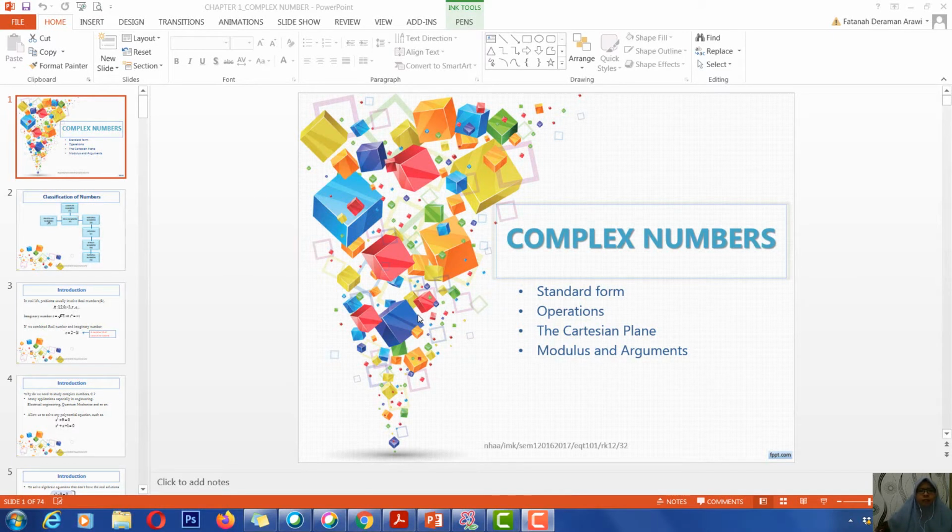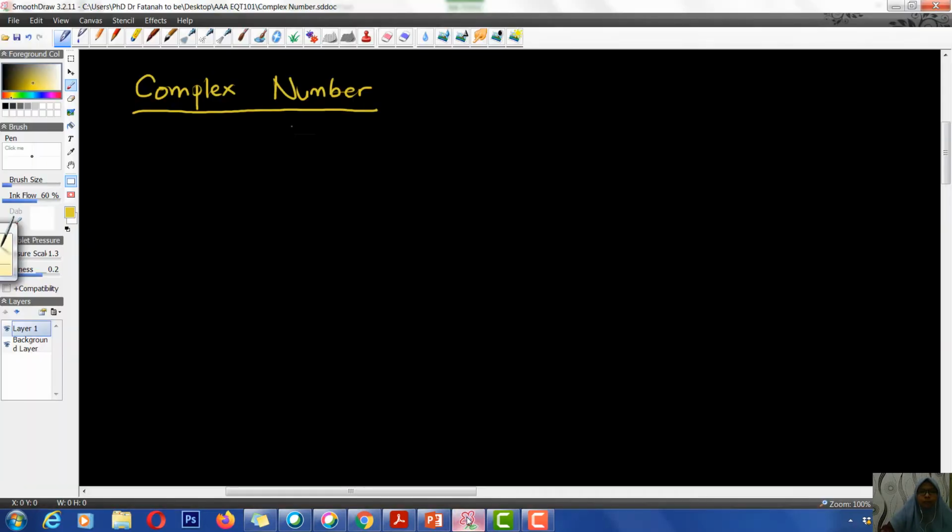Complex number. What is a complex number? Why do we need to study complex numbers? In our previous study, we learned about numbers. We have natural numbers. What are natural numbers? For natural numbers, we have 1, 2, 3, 4, 5, and so on.